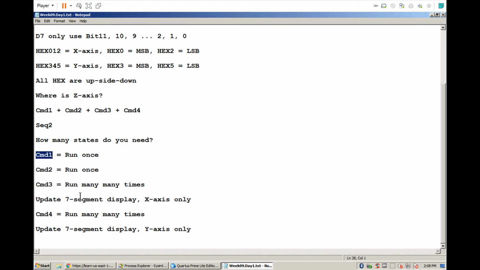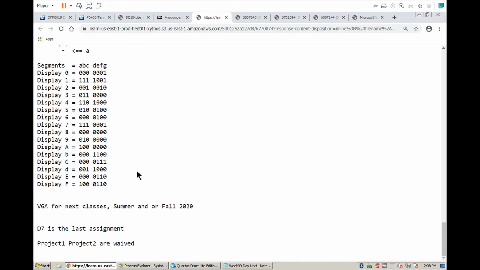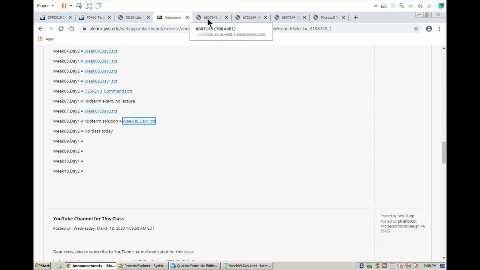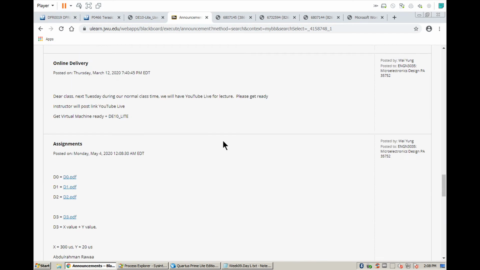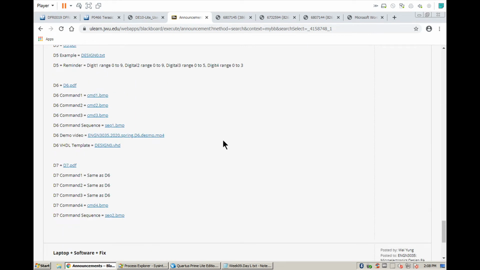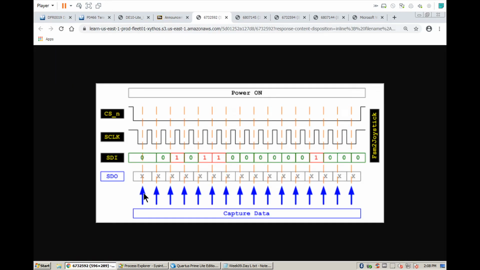So let's look at command one and figure out how many states you need. Going back to the waveforms, we have command number one. So this is command number one. You start counting: 1, 2, 3, 4, 5, 6, 7, 8, 9, 10 arrows. 16 arrows. That means there are 16 capture points.